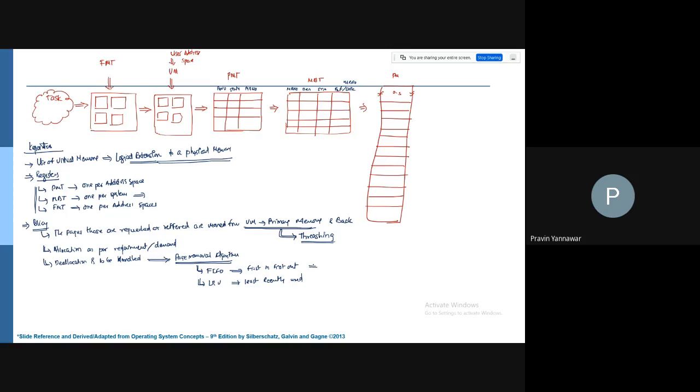And then there is the page which is mostly used has to be moved back, right? Means the page which has had physical existence for the maximum time has to be moved.